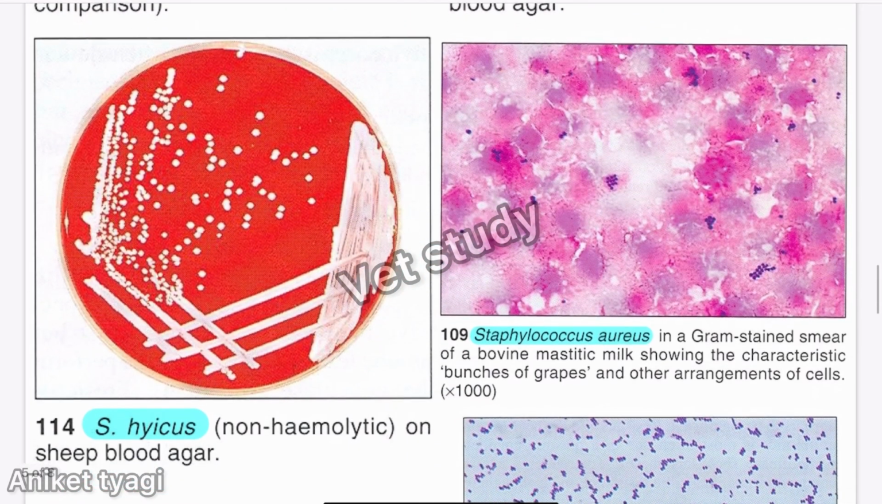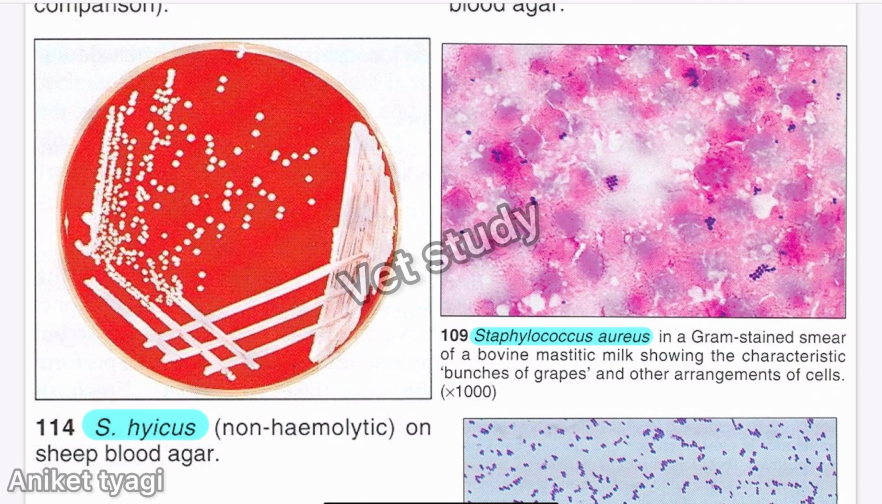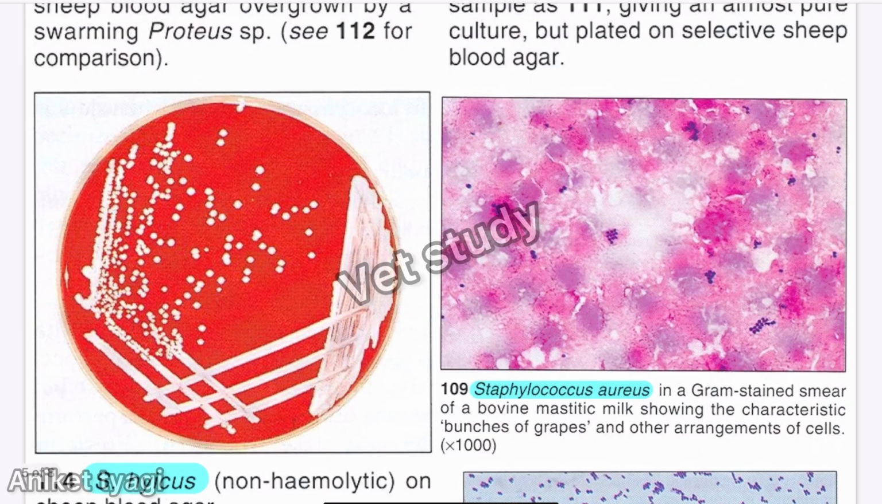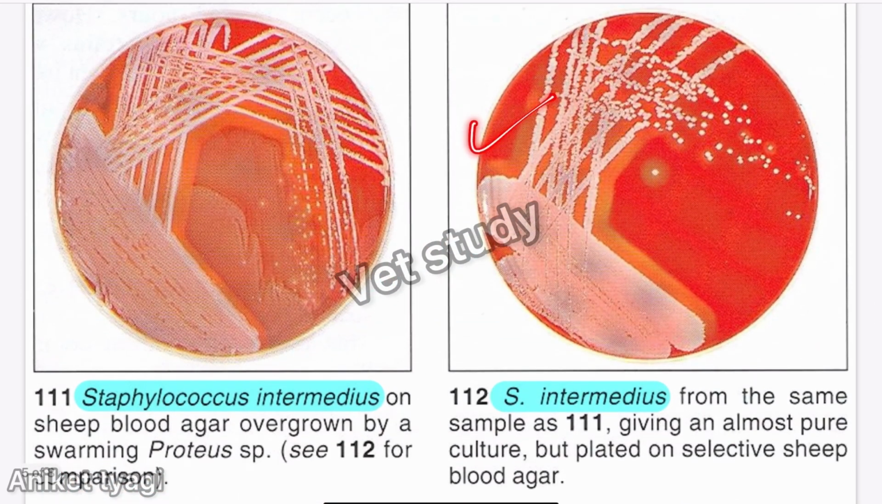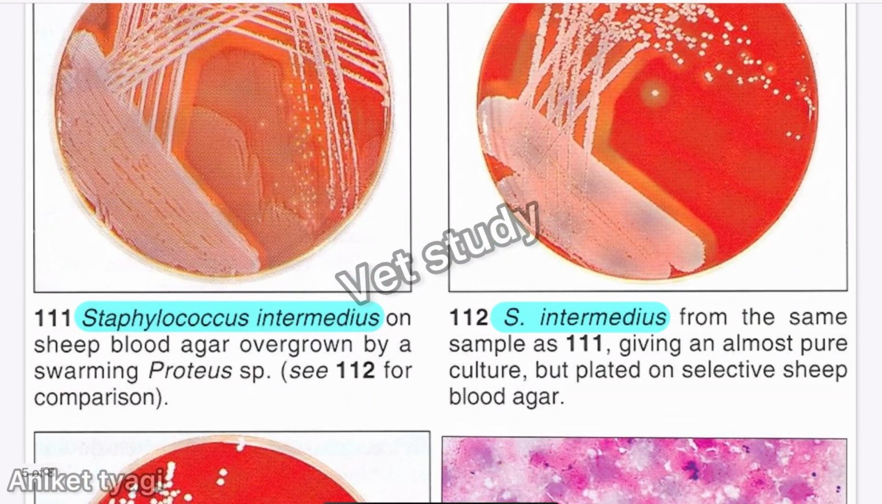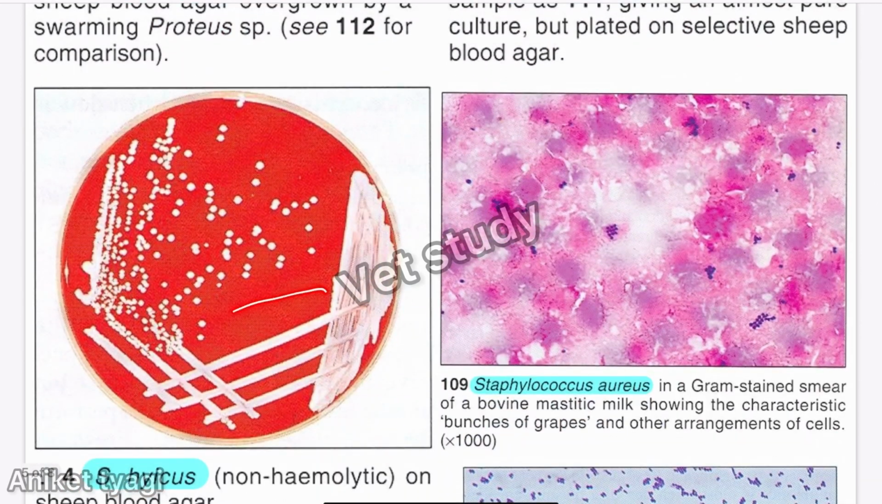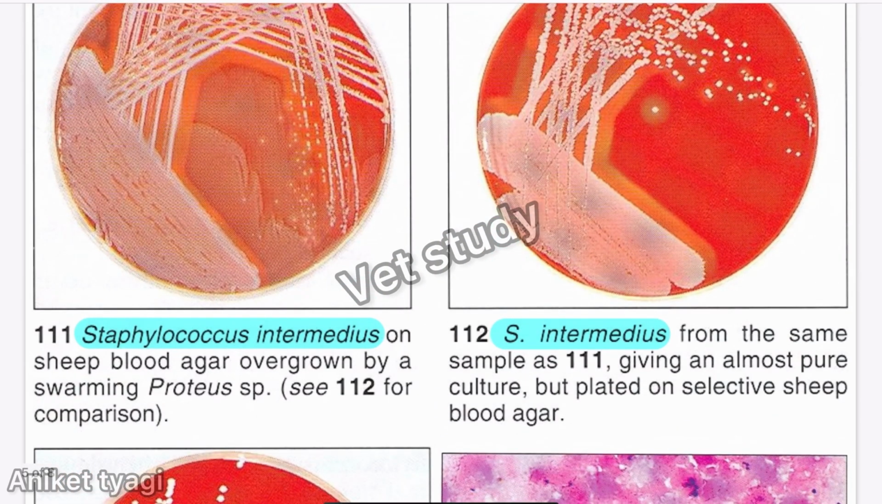After this we have Staphylococcus hyicus. As we know, Staphylococcus hyicus is non-hemolytic, right? This is non-hemolytic on sheep blood agar. You see that there is no hemolysis on this plate. You can easily differentiate this plate and this plate. There is hemolysis in this portion, okay? But there is no hemolysis around the Staphylococcus colony because Staphylococcus hyicus is non-hemolytic in nature. This is very important, that Staphylococcus hyicus is non-hemolytic, and you can see that there is no hemolysis around the colonies, but here there is hemolysis.